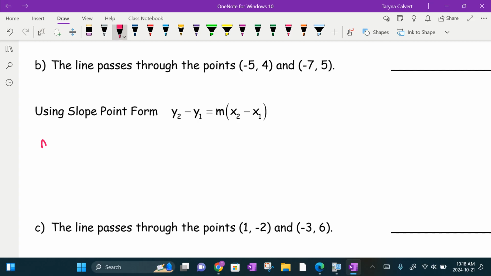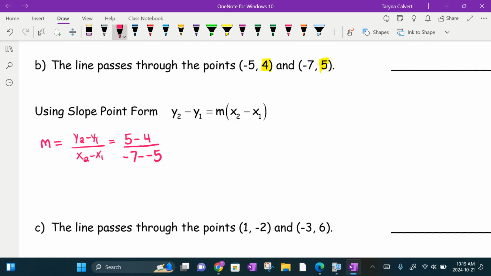We grab our slope formula, not rearranged, right? Because why expand it like that when I just need my rise over run numbers? So we're going to take the difference of the y's over the difference of the x's. So I'm going to use the 5 as my y2. So I'm going to go 5 minus 4, because my y's are always my second numbers. So if I choose to go 5 minus 4 on top, what number has to go first on the bottom? Right, the minus 7. So minus 7 minus a minus 5.